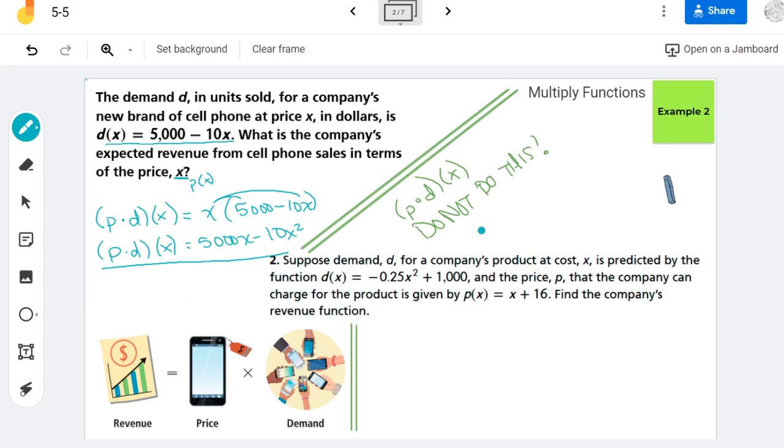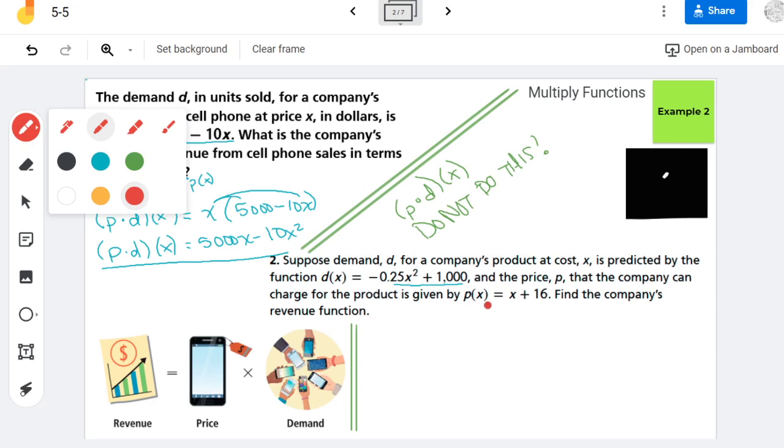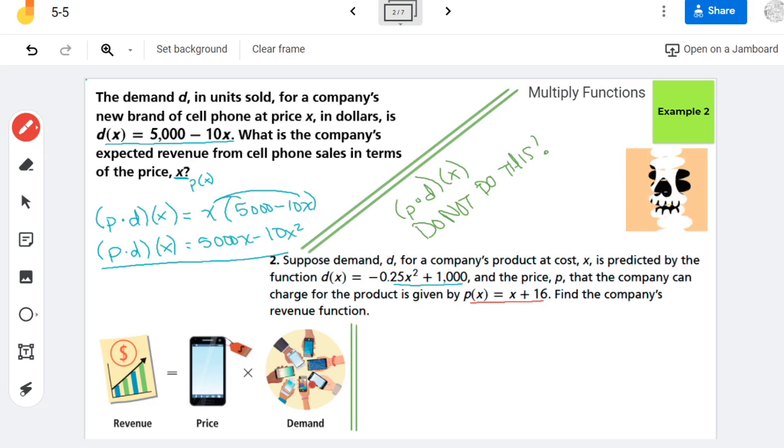So let's take a look at this one. It says, suppose that the demand is predicted by this function, and that the price is given by this function. And again, they want us to find the revenue. So this is just another multiplication problem. Remember, the revenue is the price times the demand in terms of x. Eventually they might give you an actual number for x, like an actual cost of the cell phone. But in this case, we're not. We're doing it for any cell phone price that we choose.